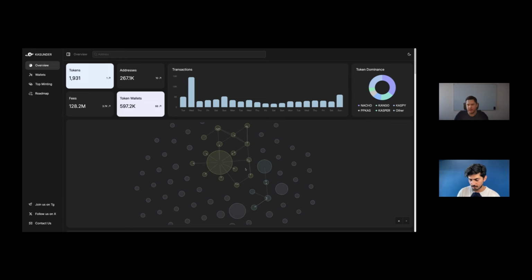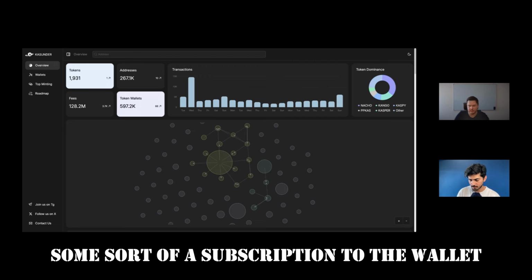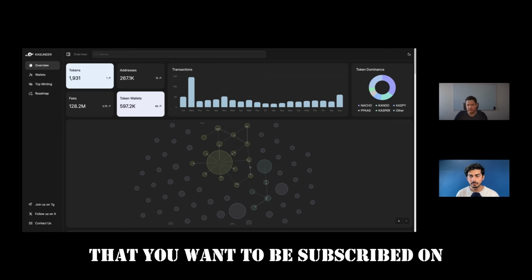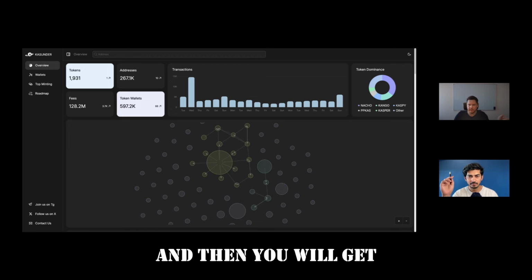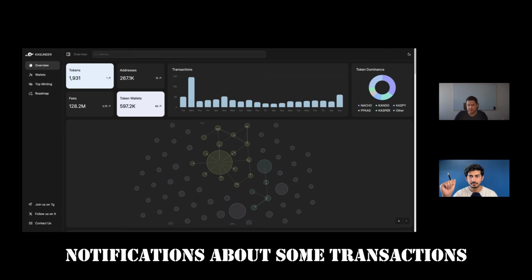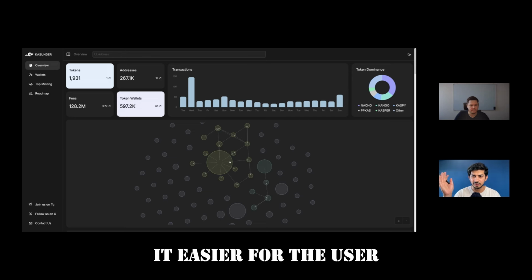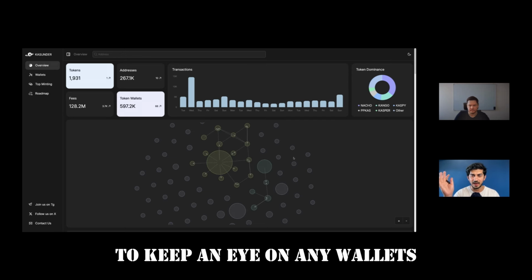And then after it, we plan to add some sort of a wallet subscription, where you can form a list of wallets that you want to be subscribed to, and then you will get notifications about some transactions that these wallets are doing. I see. So you're making it easier for the user to keep an eye on any wallets.